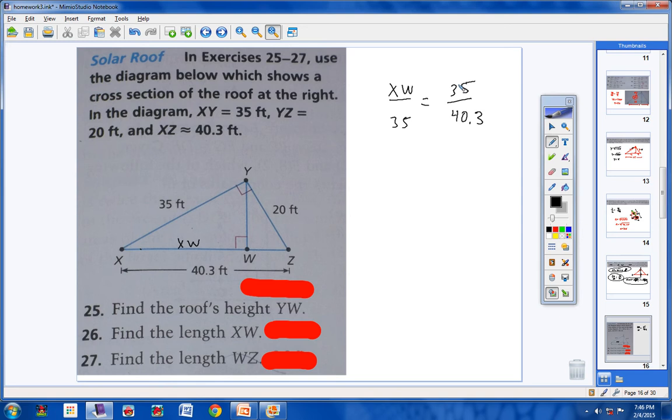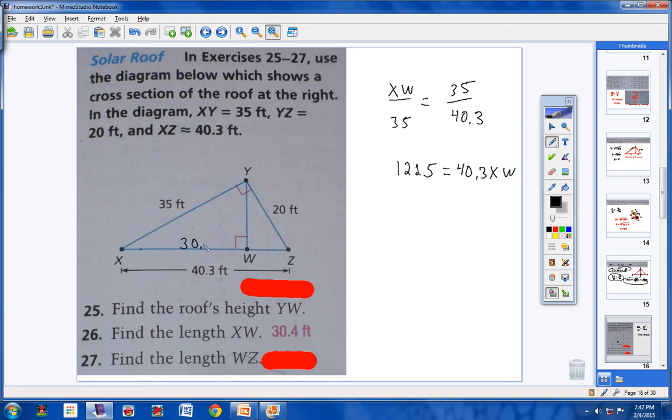35 times 35 is going to be 1,225. And 40.3 times XW would be 40.3 XW. Divide both sides by 40.3, and you're going to get 30.39. I'm going to go ahead and put 30.4. Okay, so there's the answer, 30.4. So I'm going to take my eraser here, erase that XW, and write 30.4 right here.